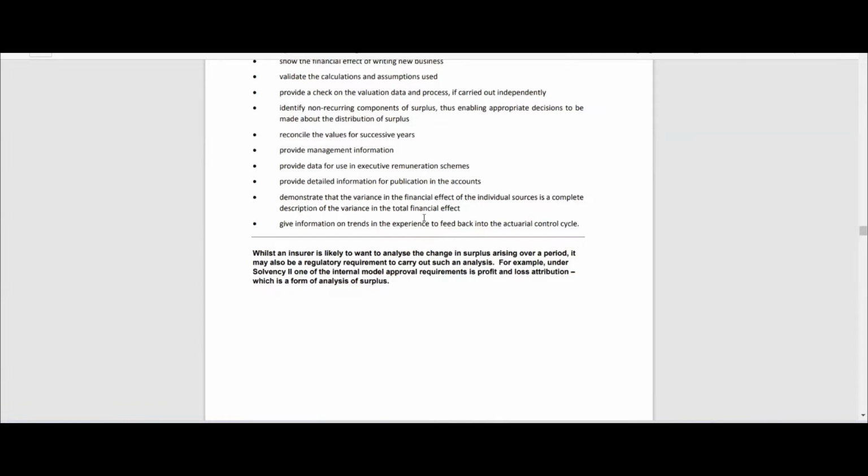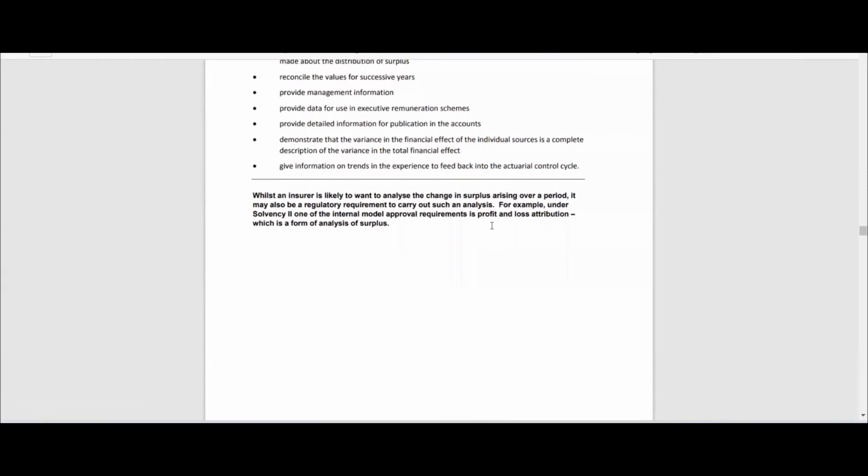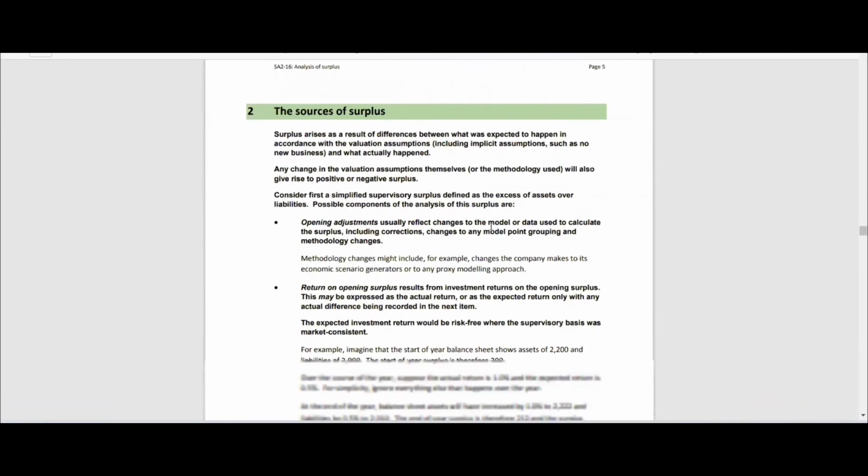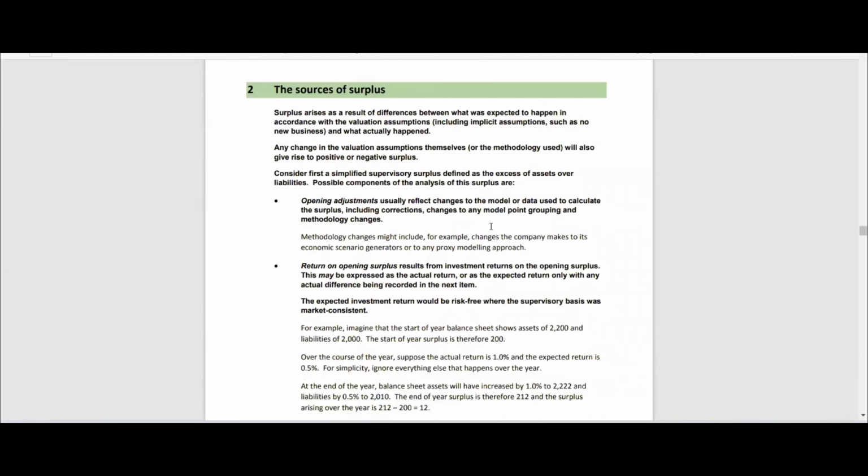So the ideal expectation is that all the individual sources of divergence should come out and should match exactly with the total variance. And most importantly, give information on trends and experience to feed back into the actual control cycle, right? We have already covered that. Now, source of surplus. When we go to the source of surplus, I have already mentioned all these assumptions: mortality, lapse, expense, interest. All these assumptions contribute to the source of surplus, right?